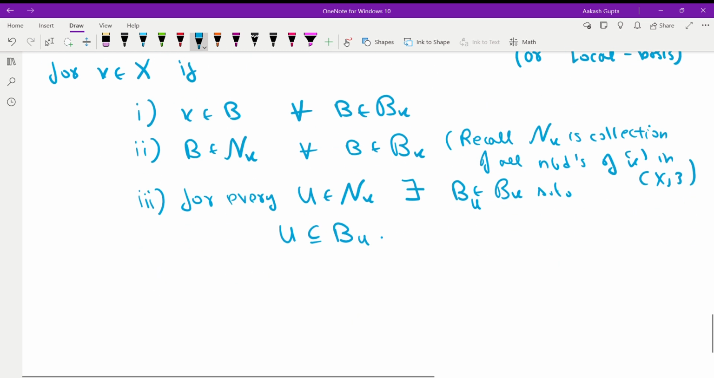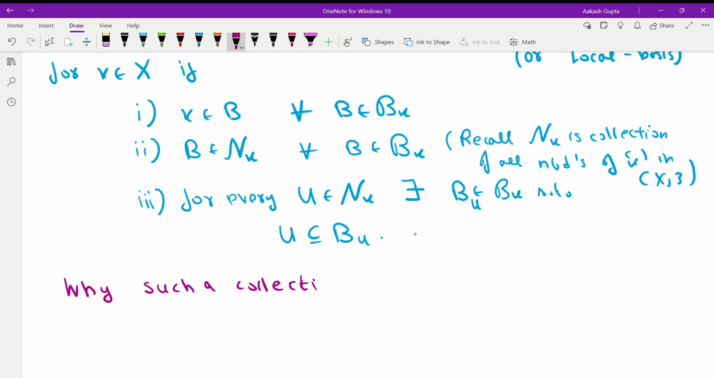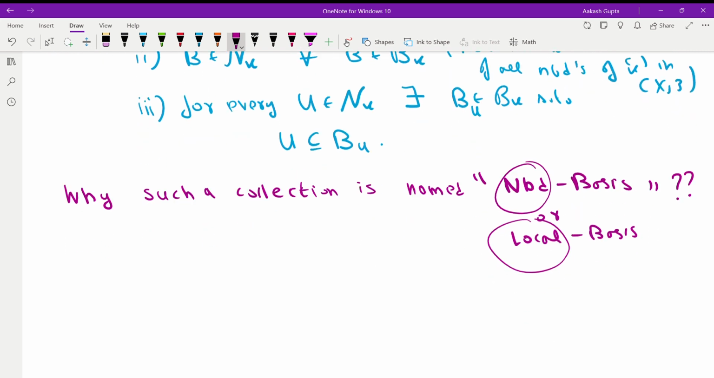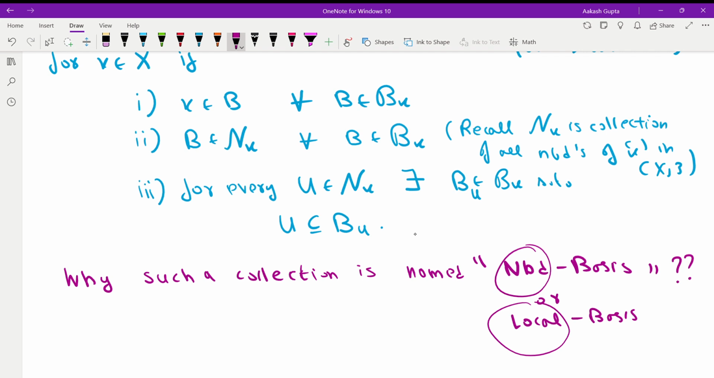Now, let me tell you why such a collection is named neighborhood basis or local basis. I have already given you justification why this word is used, neighborhood or local. Like I tell you, whenever you have a concept for a general topological space and you are talking about something similar around a point, then you are calling it local. Or in this case, neighborhood also. We are using this terminology, and also you are using this neighborhood word because every member of B_x is a neighborhood of x. That's why.